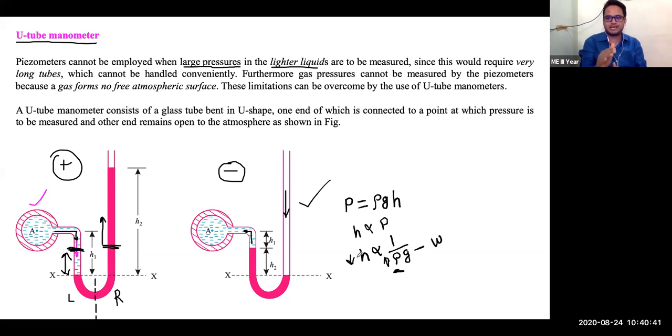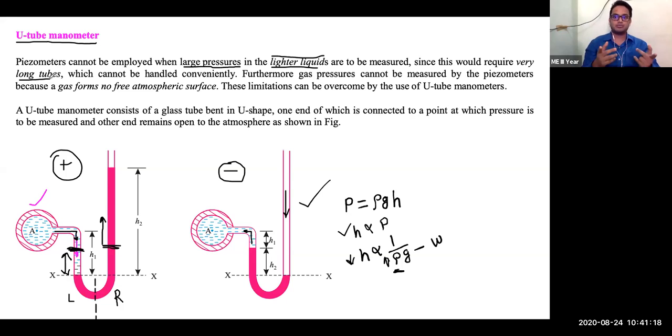The opposite is the case for lighter liquids. If the liquid is lighter, then what will happen? For a small increase in pressure, you will observe a very high increase in the height of the liquid column. So a piezometer is not suitable for lighter liquids, since this will require very long tubes. For a small increase in pressure, there will be a very high increase in the height of the liquid in this column.